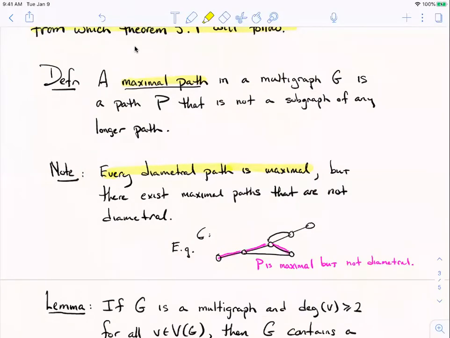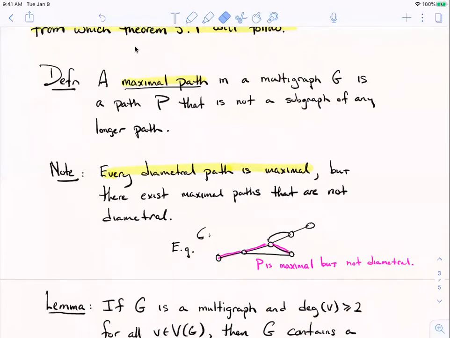You can't put it in a longer path. Remember, paths can't have cycles, so you can't add that edge that's not colored pink down here. Can't add that edge, because then it wouldn't be a path anymore, because a path can't return to a vertex.